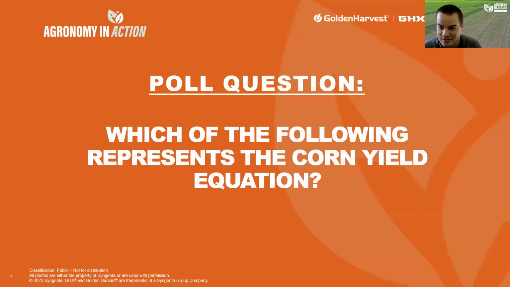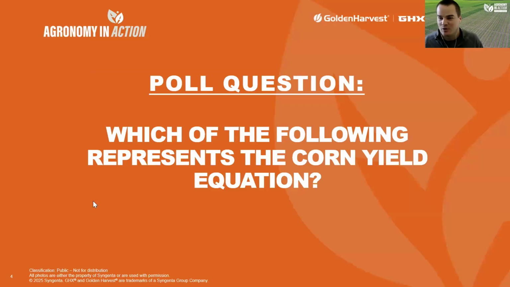If we're going to talk about yield, we first need to think about the corn yield equation. So I've got a poll question here, and the question is, which of the following represents the corn yield equation? You have a couple different selections there, but all of them will include ears per acre, kernels per ear, and then the last component of that yield equation is it test weight, kernel weight, or kernel weight and test weight. Or you could also select that you don't know, which is why you're here today. Lucky for you, you'll be finding out the answer in less than a minute here.